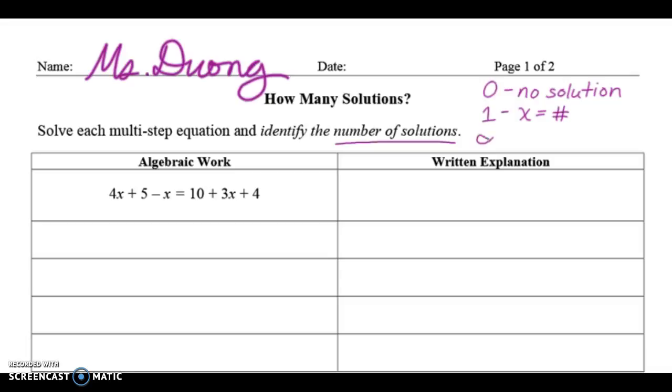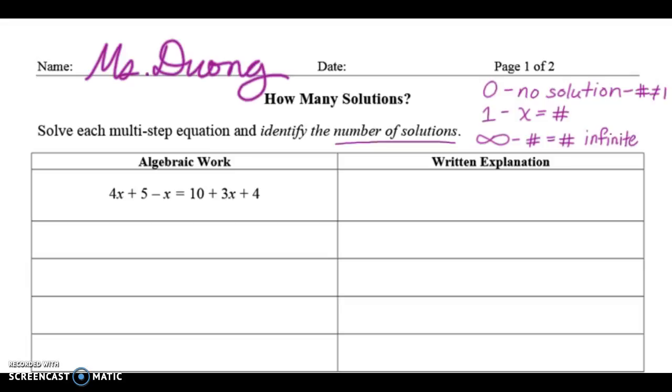If there is no solution, we call that zero solution or no solution. There could be one solution, those are the ones we've worked with thus far, where x equals an exact number. That number can be a whole number, an integer, a decimal. It could also be a fraction. Most of the ones we've been working with are integers.